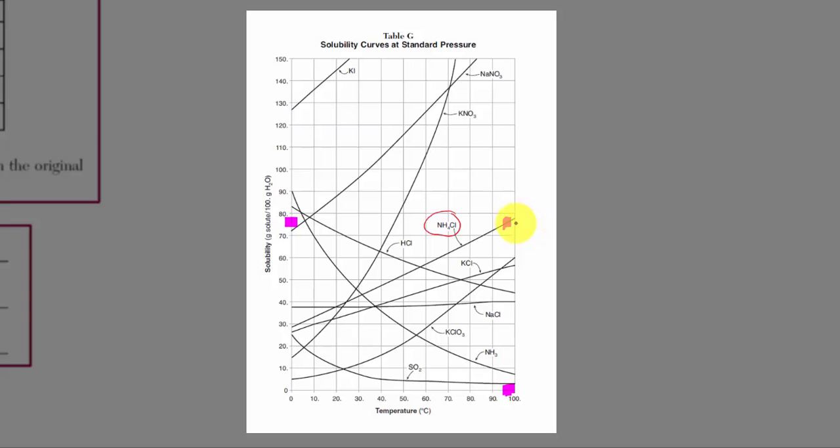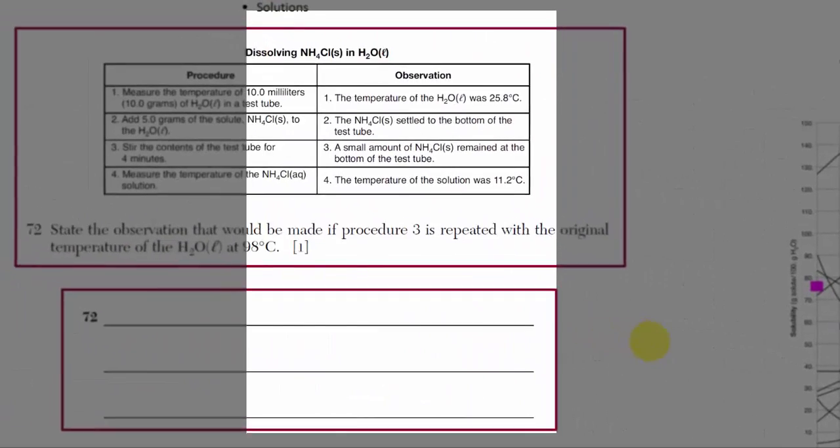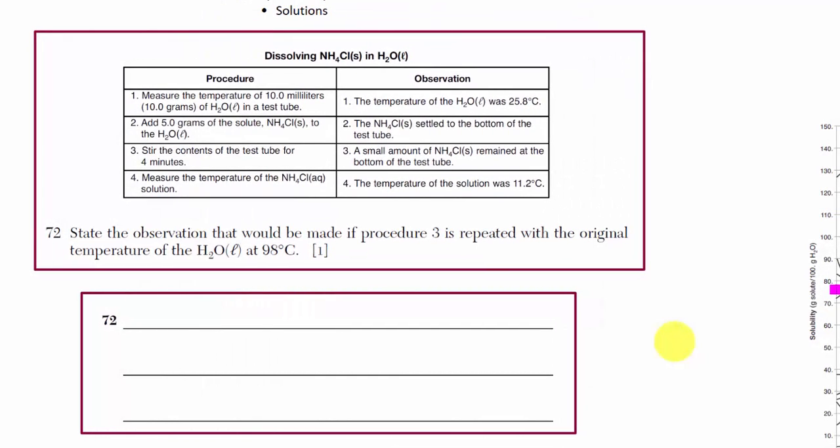solute. The result of this would be that when you stir it, that would be procedure number 3, if you stir the contents, the observation would be that no amount of ammonium chloride would remain at the bottom of the test tube. So that's what we're going to write for our answer. No solute remains undissolved.